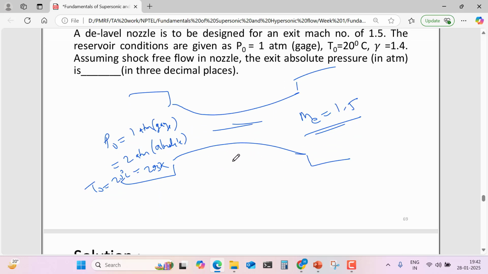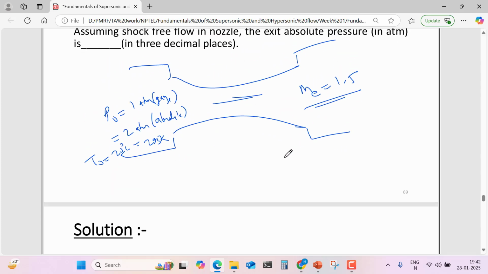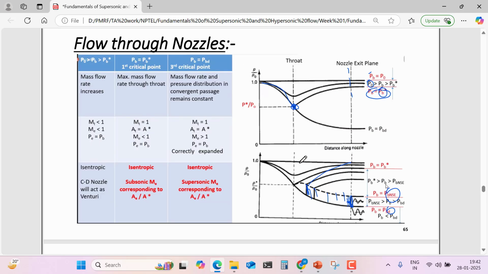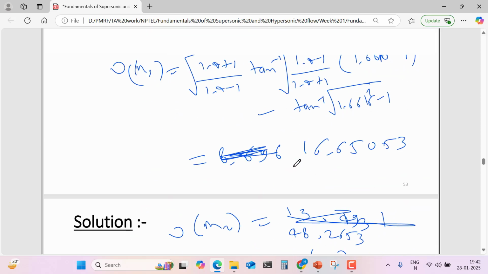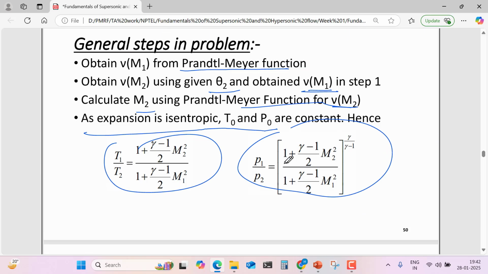So for isentropic flow throughout the nozzle, we can apply the isentropic flow formula. P1 by P2 equals [1 plus (gamma minus 1) by 2 M2 squared] upon [1 plus (gamma minus 1) by 2 M1 squared], all raised to gamma upon gamma minus 1. Here M1 is 0 because the flow is at stagnation. So we have to find only M2.